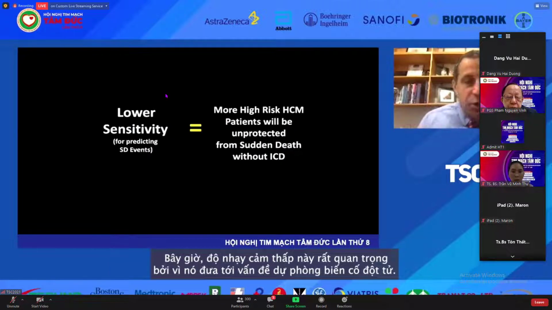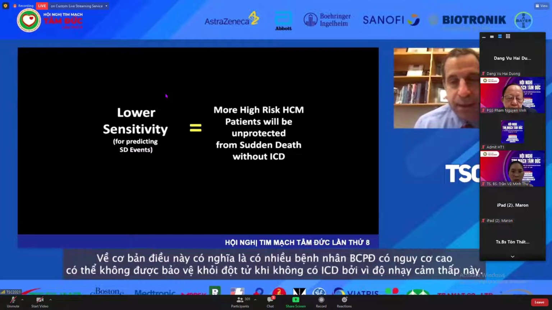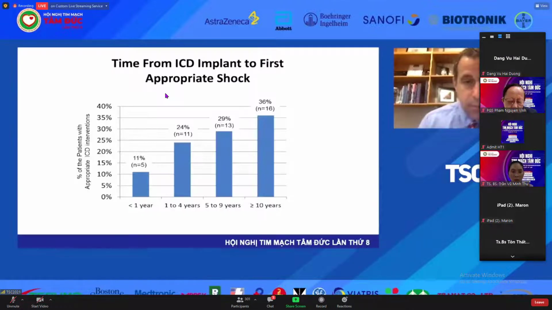Now, this lower sensitivity is important because it goes to the issue, again, of predicting sudden death events. And essentially what it means is that more high-risk patients are unprotected from sudden death without an ICD because of the lower sensitivity issue.